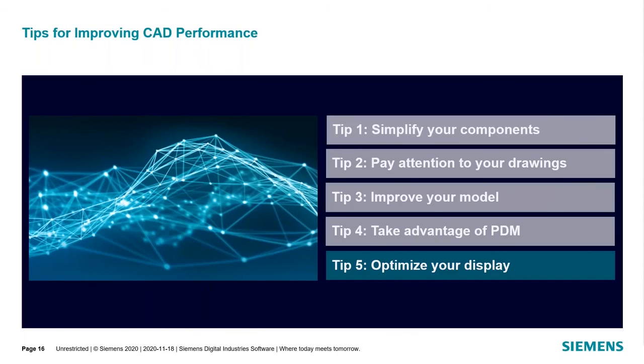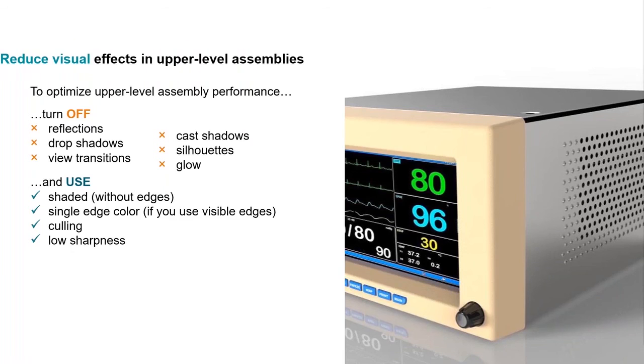Finally, my last tip here is to optimize our display. So the visual effects inside of a display, they can help convey an accurate look and feel and create a realistic look to communicate with partners, customers, and your shop floor. But in your upper level assemblies where the system performance becomes an issue, you want to consider that trade-off between the parts that look cool and faster modeling capabilities.